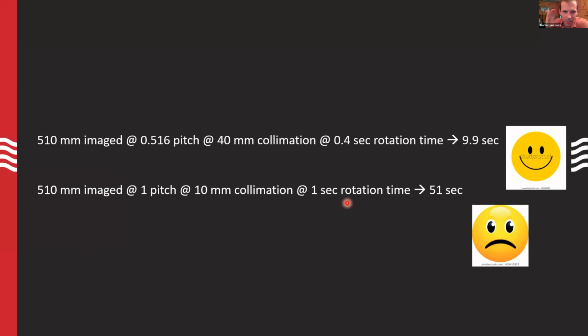here's an example, right? You might have like a 0.5 meter scan range at 0.5 pitch at 40 millimeter beam collimation, and you could do that with 0.4 second rotation. Great, scan time's 10 seconds. But if you've got that same scanner and you just ported over or copied over the protocols, maybe from the 10 centimeter scanner that was its predecessor, you might have a protocol that uses a pitch of 1, a 10 millimeter collimation, and a 1 second rotation. That would take you 51 seconds. Not a very good place to be.